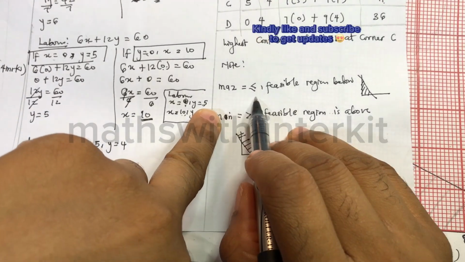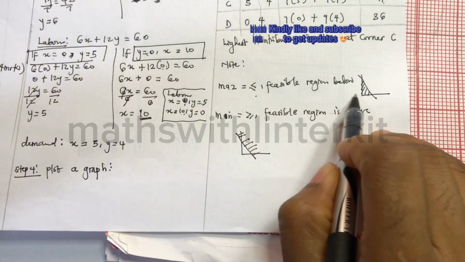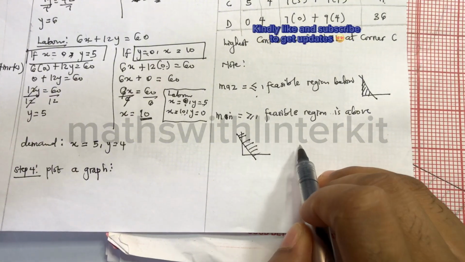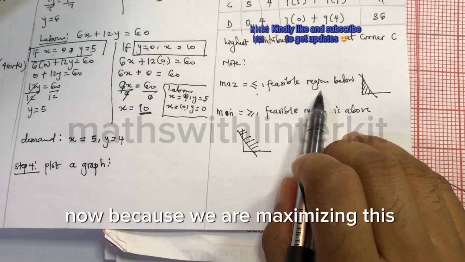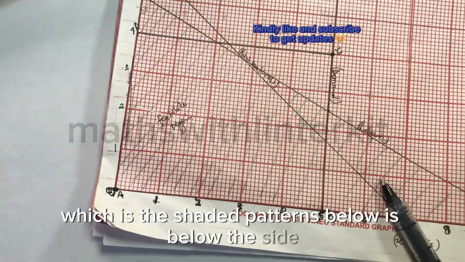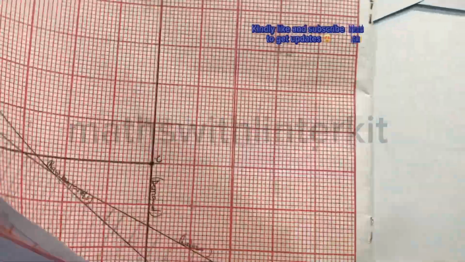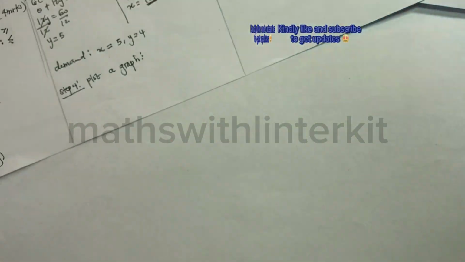Note that when you are maximizing, the feasible region shall be below. And when you are minimizing, the feasible region shall be above. Now, because we are maximizing in this question, that is why our feasible region, which is the shaded part, is below this side. And in the first question I solved, that is on minimization, the feasible region was shaded above, which is of this nature.